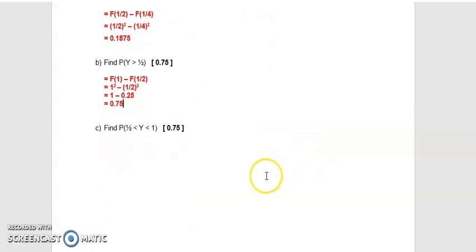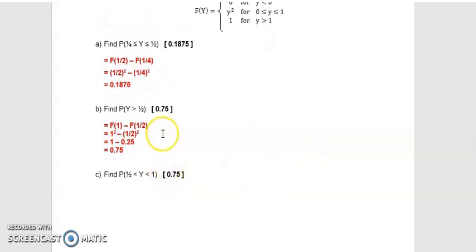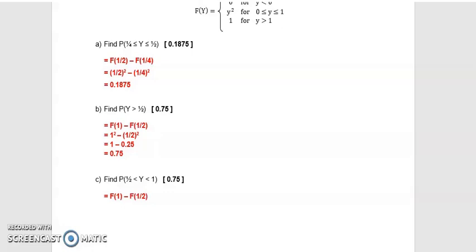Last one, probability of y more than half and less than 1. Again, remember in continuous, for the inequality sign, whether to include or exclude does not matter, because later we need to integrate from lower to upper limit. So for this one it will be F(1), upper limit, minus F(half). If you look at here, notice that questions C and D are the same. So the answer will be 0.75 as well.